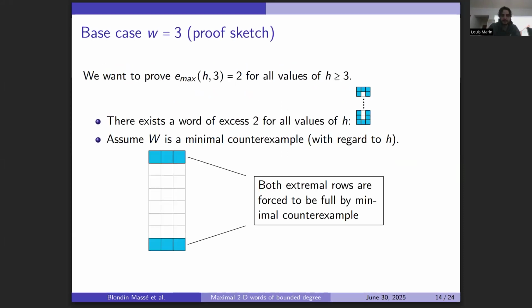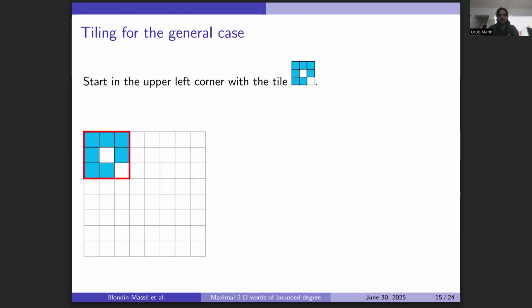All right. So first of all, how to verify that we can always reach the proper excess that we want. Well, we will proceed by construction. We will construct a way to always obtain, for any value of h and w with the same congruence modulo 3, a twofold word of the right excess.